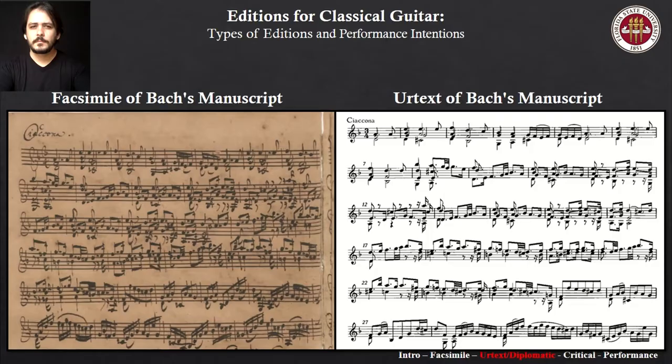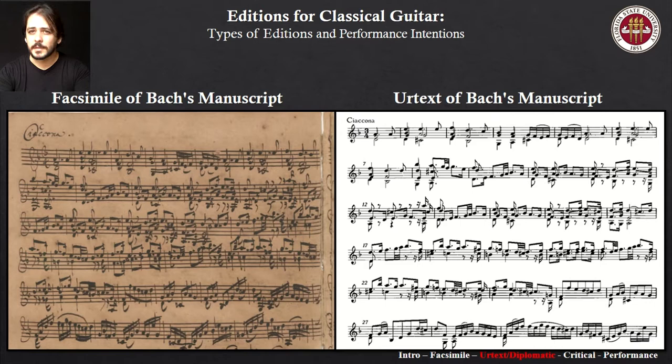Our next type of edition is well known and often disseminated in the music area. Let's talk about the Urtext edition. Urtext is a German word that means original text. When compared to the facsimile, the main advantage of the Urtext is that the reader doesn't have to deal with illegibility. Reading an Urtext is much easier and faster than reading a manuscript.